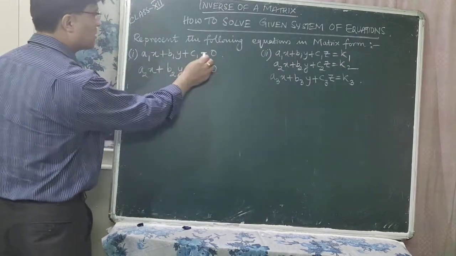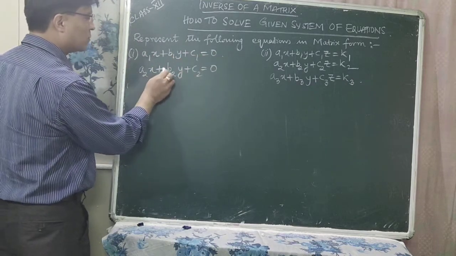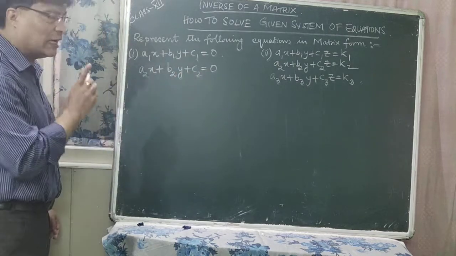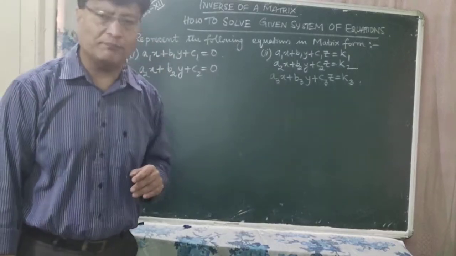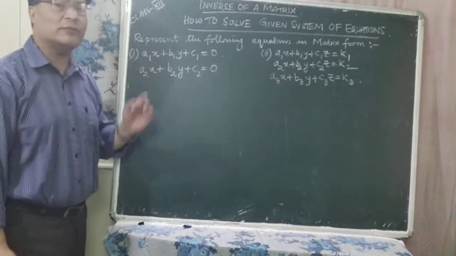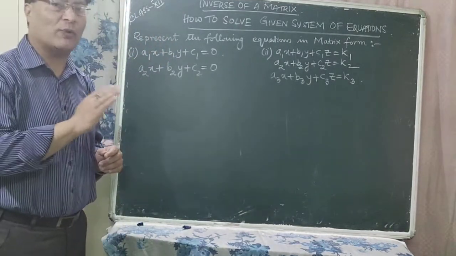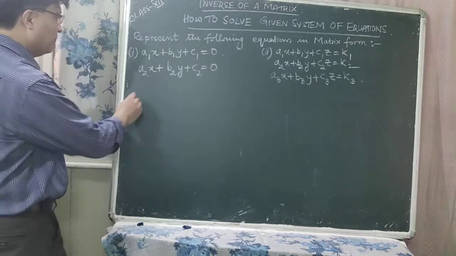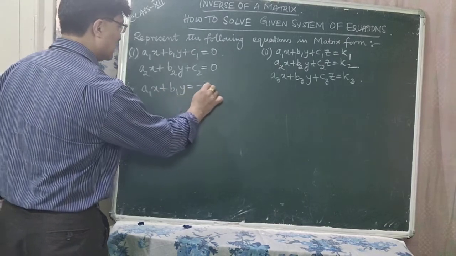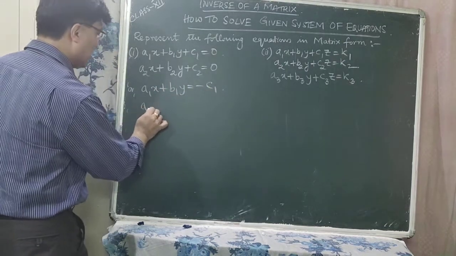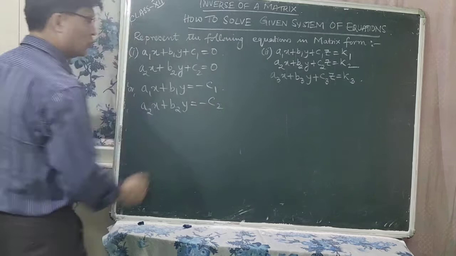The given system of equations is a1x plus b1y plus c1 is equal to 0, a2x plus b2y plus c2 is equal to 0. Now this is an equation in terms of x and y, so you have to convert it into matrix form. In order to solve this equation, always take the constant terms which are free from x and y to the right hand side. So it will be a1x plus b1y is equal to minus c1. Then next, a2x plus b2y is equal to minus c2.